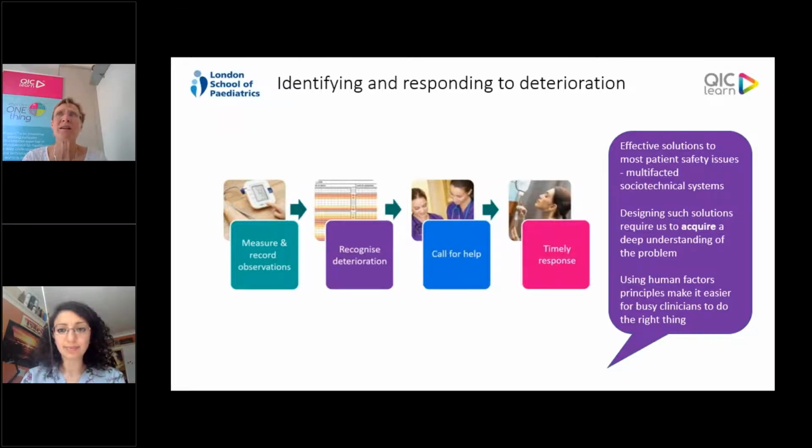So I sort of think that's very similar to when you look after a patient. You don't see a patient and immediately devise your care plan. You go through that stage of diagnosis, finding out what's really underlying there. And then when you've actually found out more about the problem, that's when we might be looking to use human factors principles to make it easier for busy clinicians to do the right thing. So that's what we try and do.